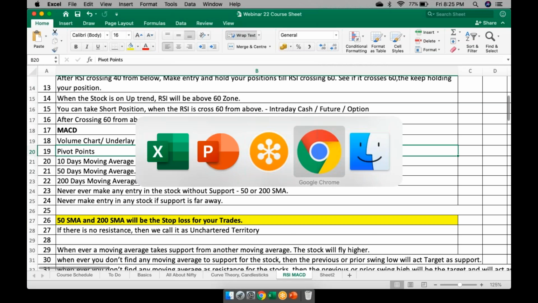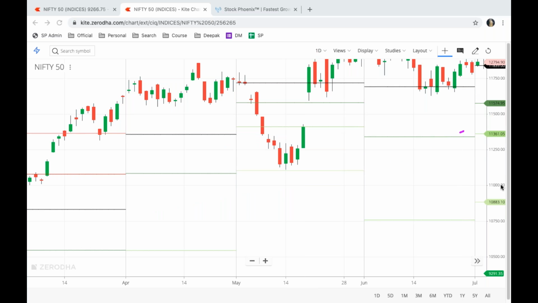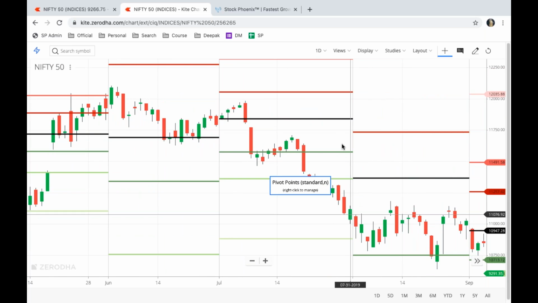There will be a resistance. That is the learning. When you see a red, it is a resistance. When you see a green, it's a support. So the pivot indicator tells us the entry and exit. I explained that you can also make an entry on a pivot. All seven lines act as support and resistance.